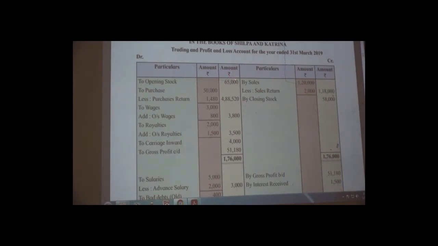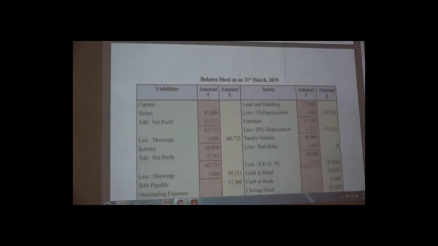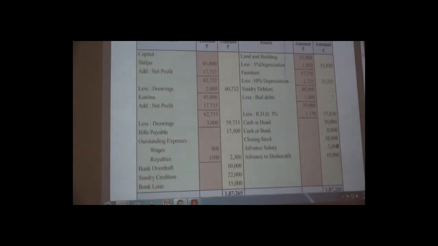Then next, after sales return, see the next item is drawings. Partners have withdrawn some amount from the business. So drawings, what we used to do always, drawings are always deducted from partners' capital. So here we will have to do the same thing. Come to the balance sheet, liability side, we will have to deduct the drawings from the capital of partners.